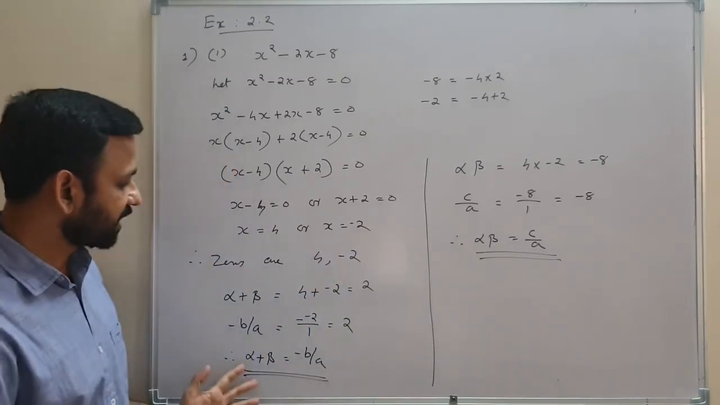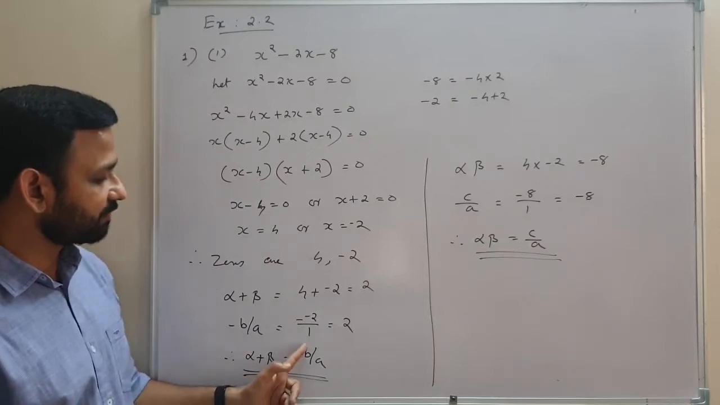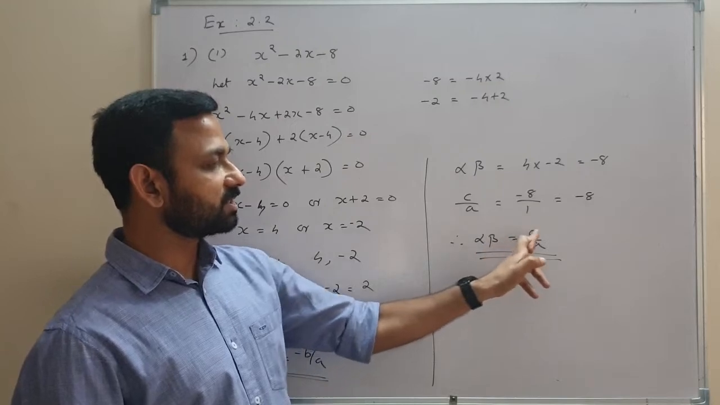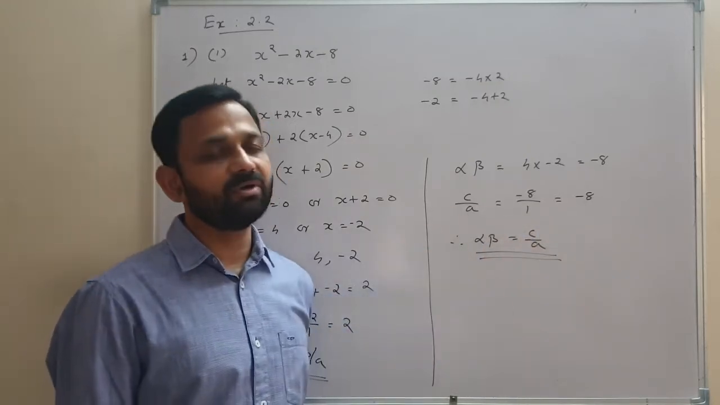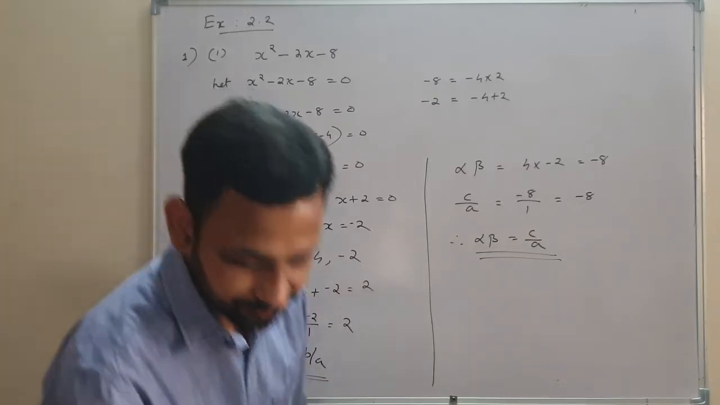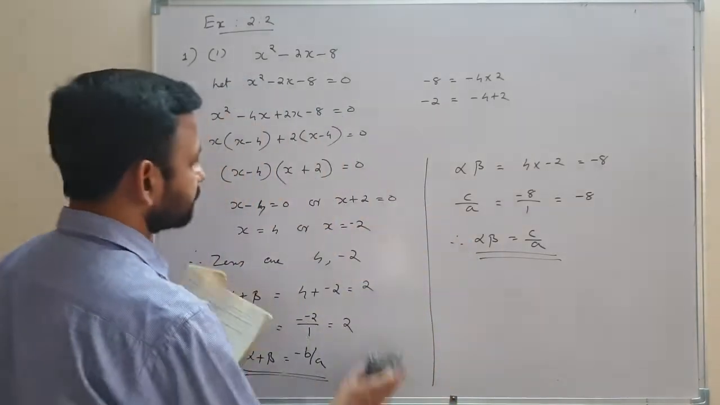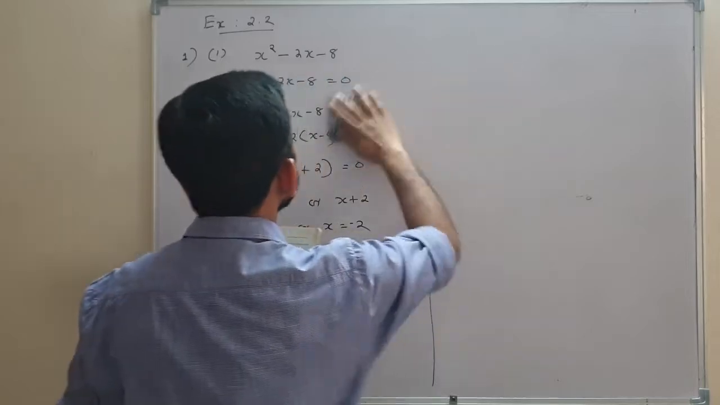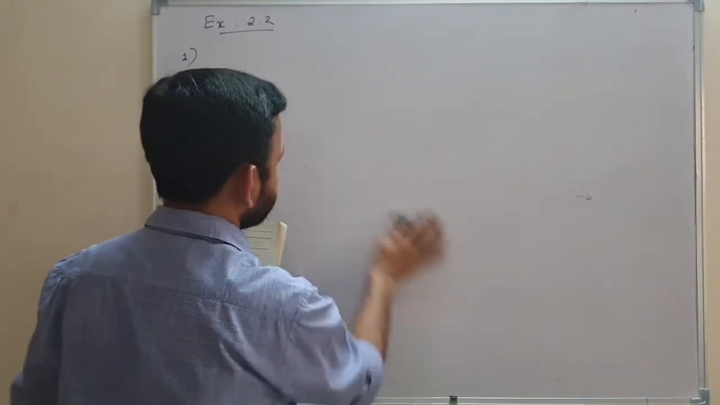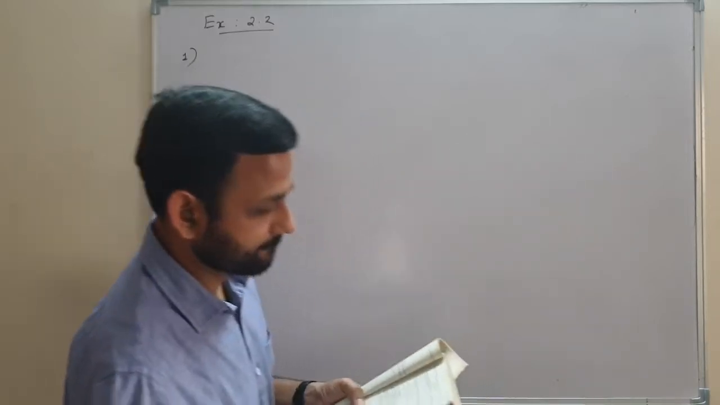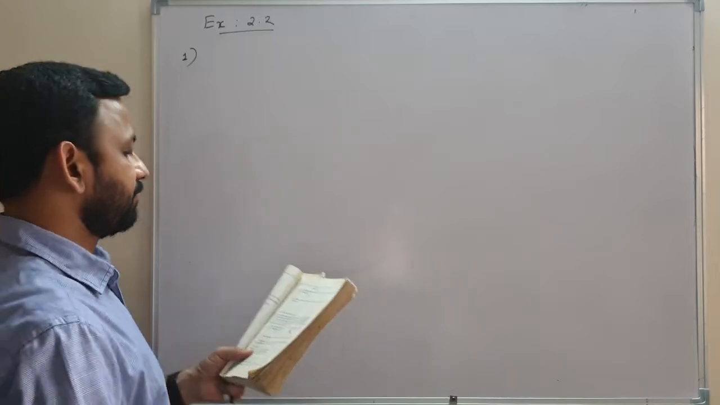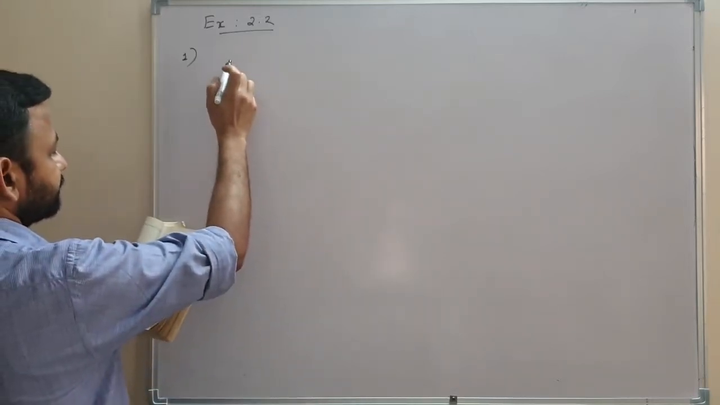Or we can write, sum of the zeros is equal to minus coefficient of x upon coefficient of x square, and product of the zeros is equal to constant upon coefficient of x square. We will do one more question. We can do the fourth part.